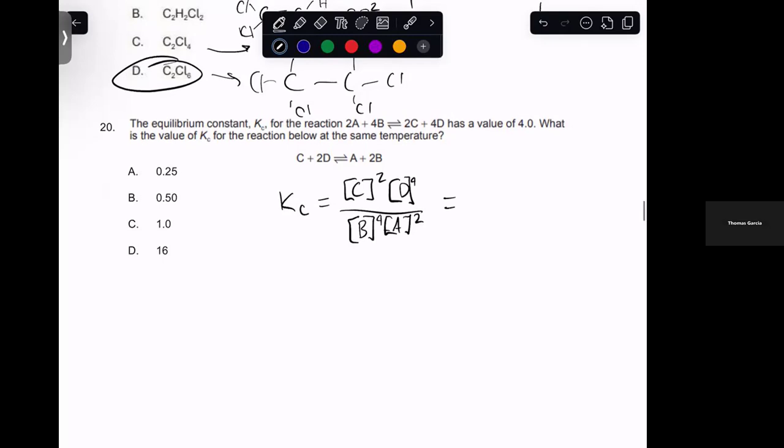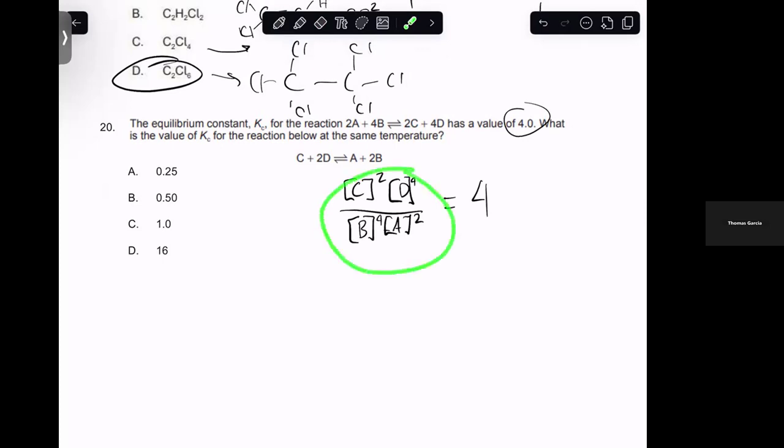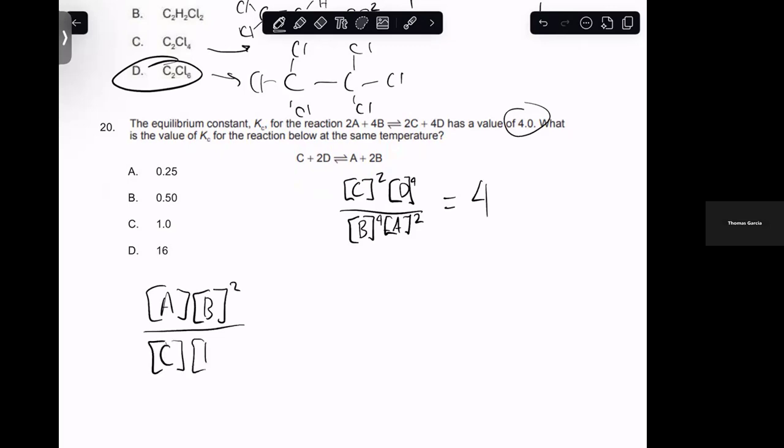And when I do that, I say that's equal to 4 because that's our Kc. It says so right there. So what I'm going to try and do is get my K equation, my equilibrium constant equation, to match what it should look like for that. So what do I mean? Well, I want it to be A times B squared over C times D squared. So what can I do to make these things the same?